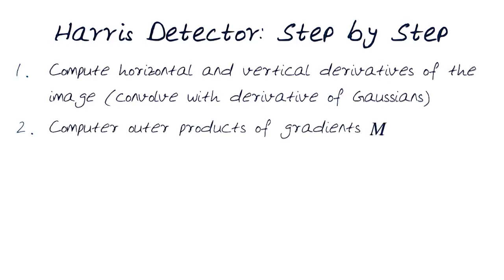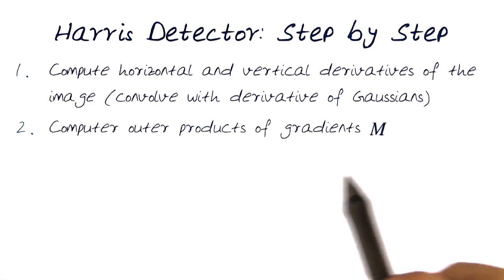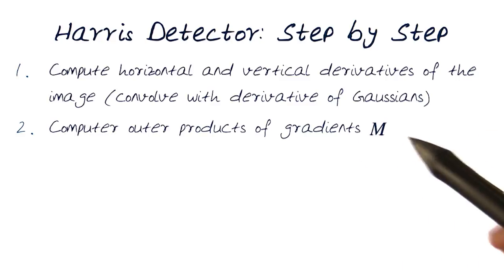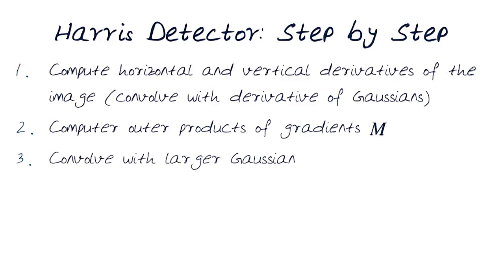Then another thing we want to do is compute information from the gradients to compute M. Then we want to smooth it out a little bit, and that's why we take a larger Gaussian image and take the image that we get and smooth it out a little bit, because we want to get more information out of the signal here.